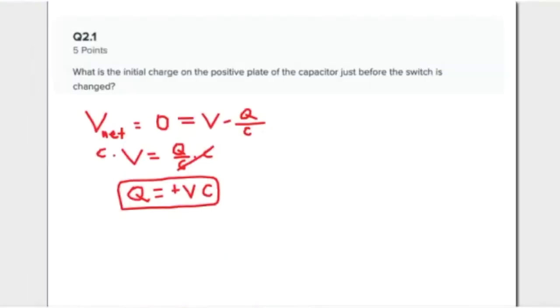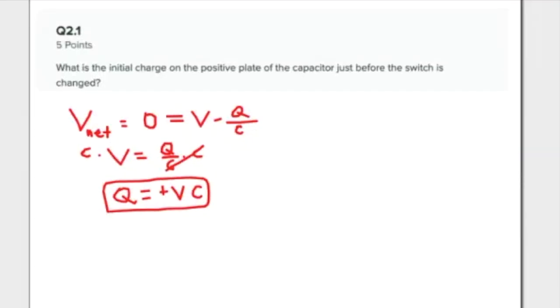Part 2.1 asks us to find the initial charge on the positive plate of the capacitor just before the switch is moved, when the capacitor is fully charged. Because we are familiar with the behavior of capacitors and resistors in a loop, we know that after a long period of time t, there will no longer be any current flowing through the resistor, as it will all have been used to charge the capacitor.